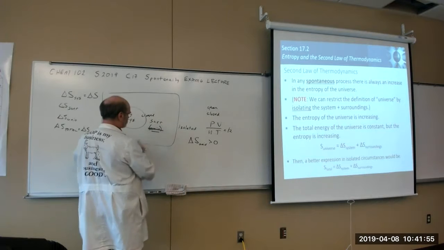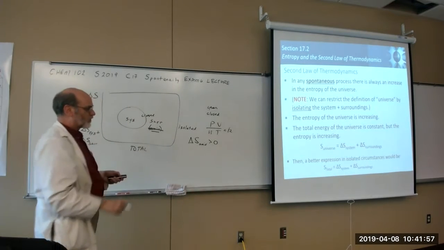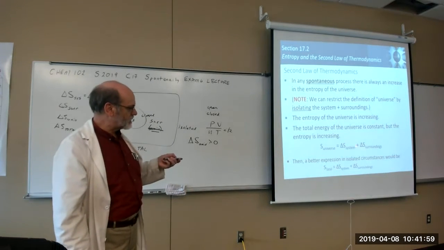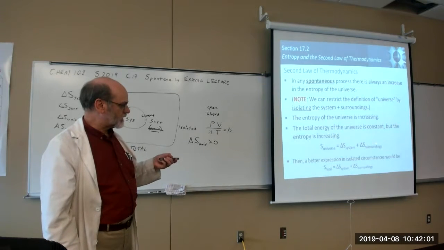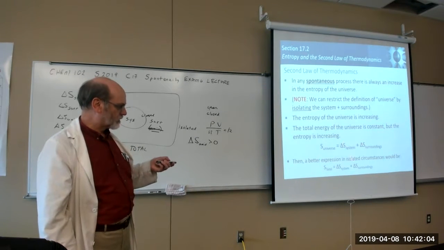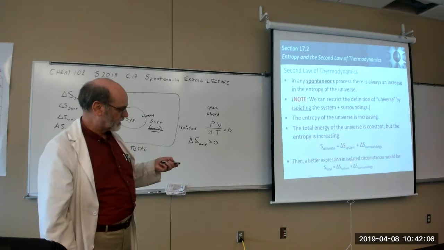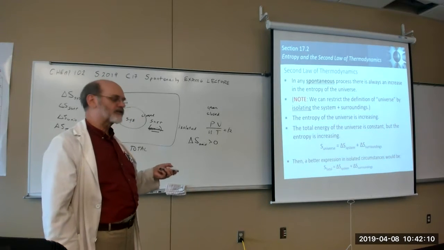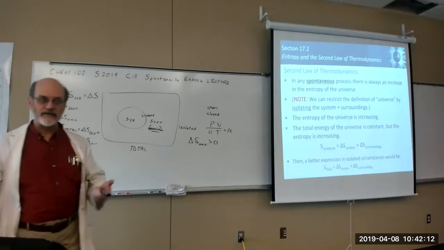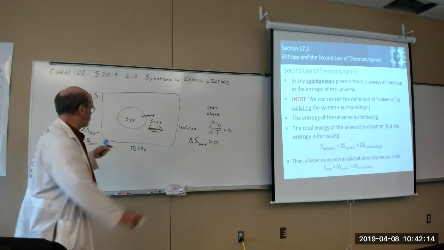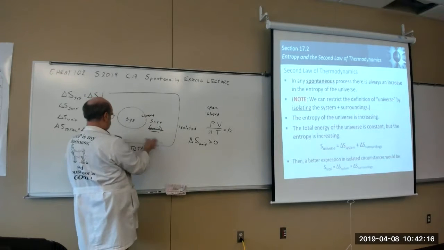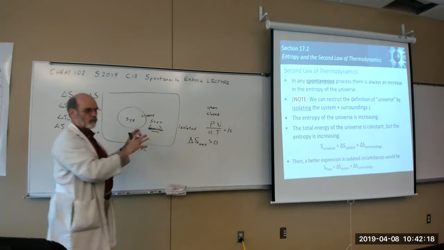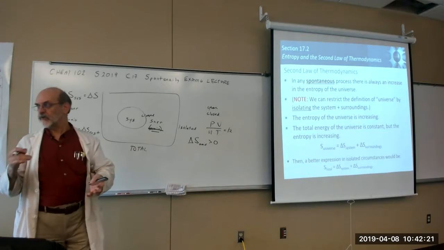Isolate both of them together. Right, because what we're going to do is add the entropy of each one together. But actually, I like this one better. Add the entropy of this one with the entropy of that one. And if the summation, the total, is positive, then this isolated whole will produce a spontaneous process.